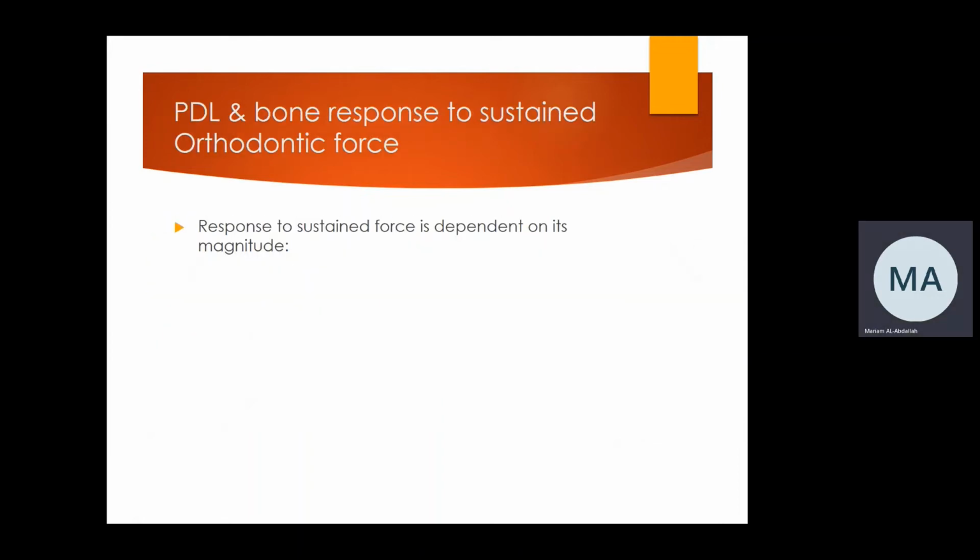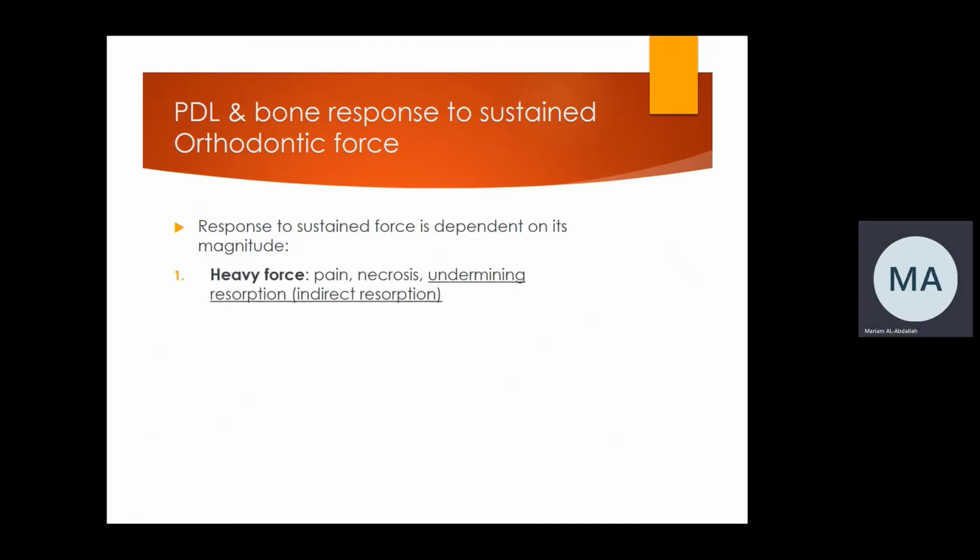Periodontal ligament and bone response to sustained orthodontic force. So we finished what's considered physiologic and normal regarding the tooth and associated structures. And now we want to talk about the orthodontic forces. What happens when I apply a force with the intention of moving a tooth?